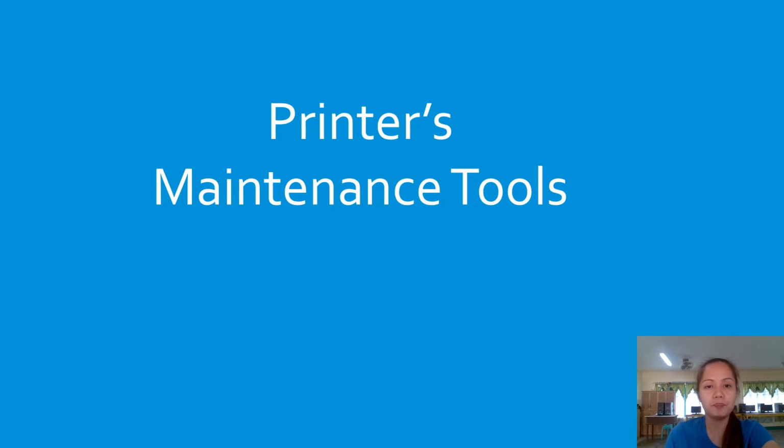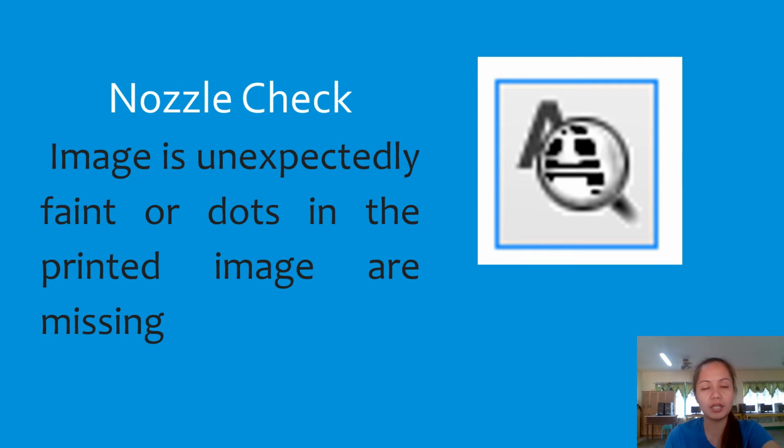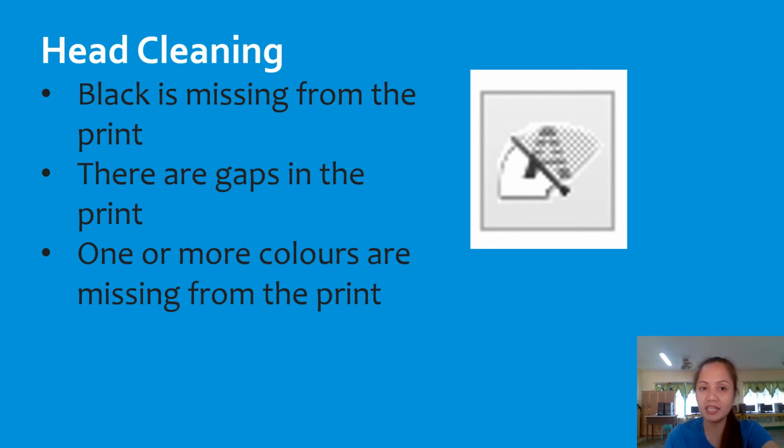Okay, so this time let's talk about the printer's maintenance tools. So take note, for you to see these tools, you need to install first the printer's driver. Okay, so number one tool that we can use is the nozzle check. When to use this: if image is unexpectedly faint or dots in the printed image are missing. And cleaning tool: black is missing from the print. There are gaps in the print. One or more colors are missing from the print.